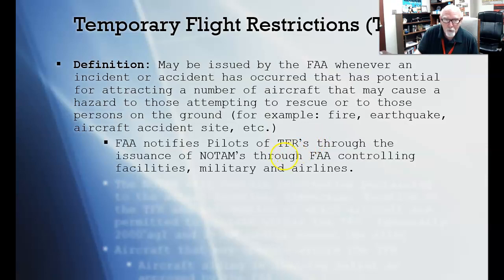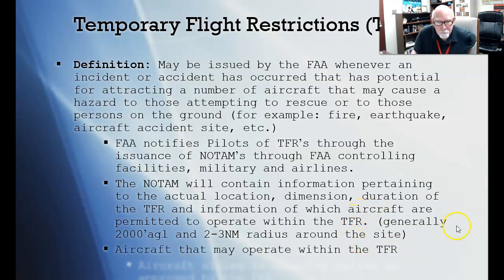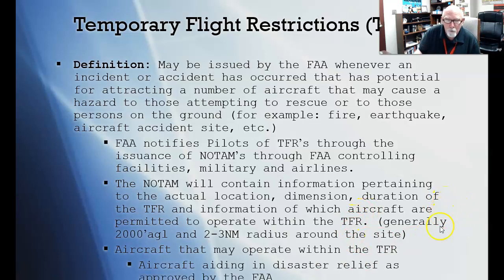relief efforts. FAA notifies pilots of TFRs through NOTAMs and through FAA controlling facilities, militaries, and airlines. Now, the NOTAM will contain the information pertaining to the actual location, dimensions, duration of the temporary flight restriction, and the information of which aircraft are permitted to operate within the TFR. Generally, if you're above 2,000 AGL, and 2 to 3 nautical miles around the site, you're okay. Aircraft that may operate within the TFR are those actually aiding in the disaster relief, and IFR aircraft if they are properly cleared by air traffic control.